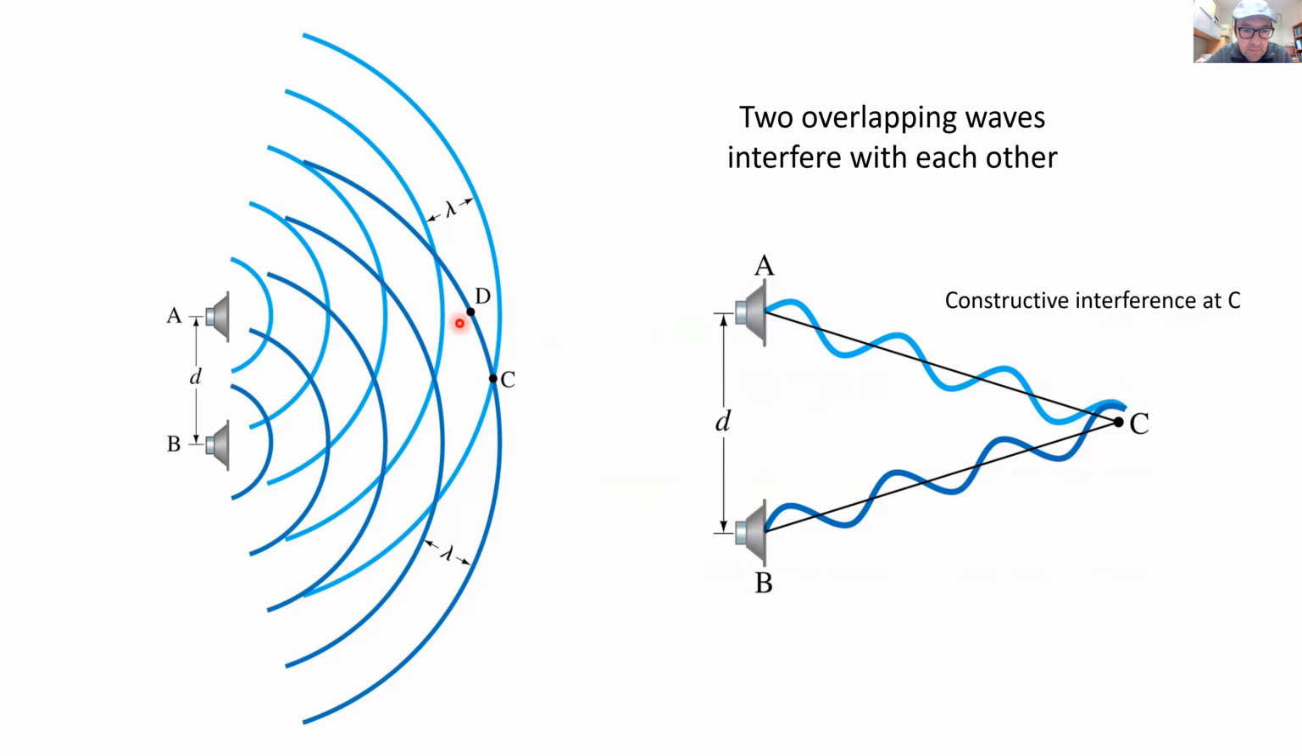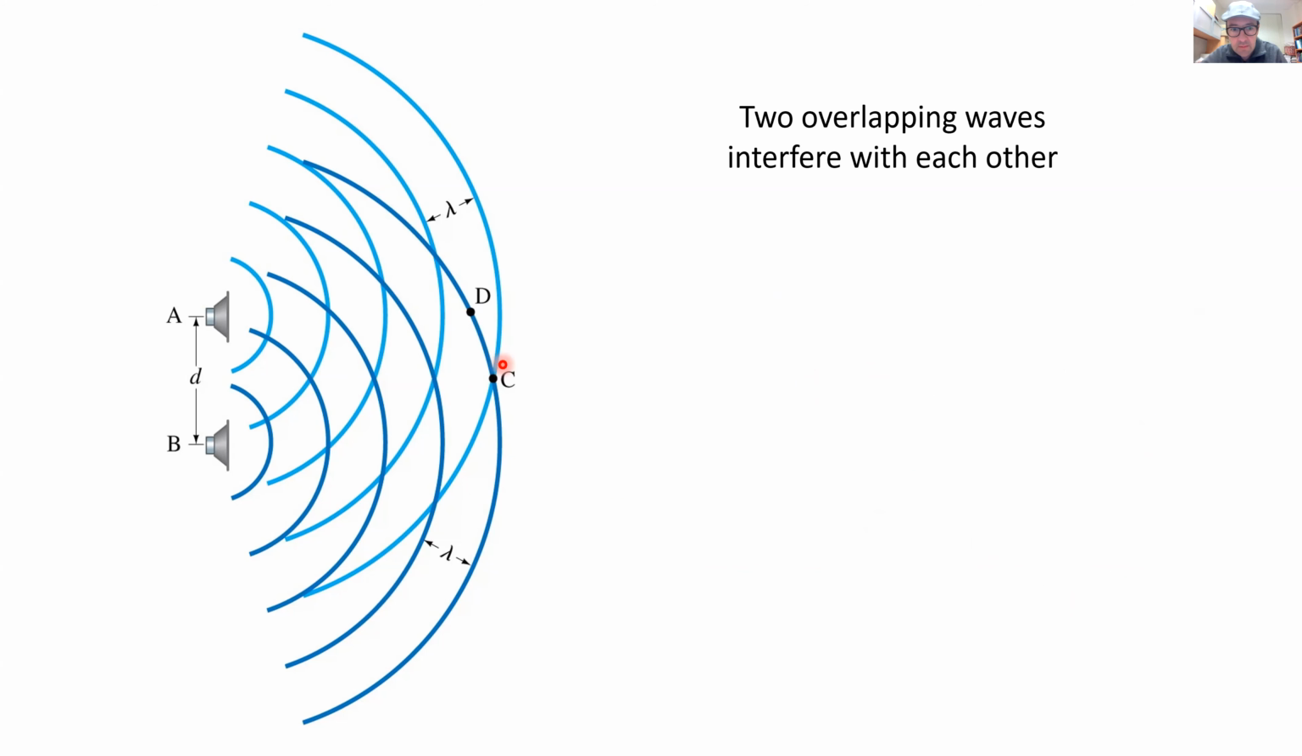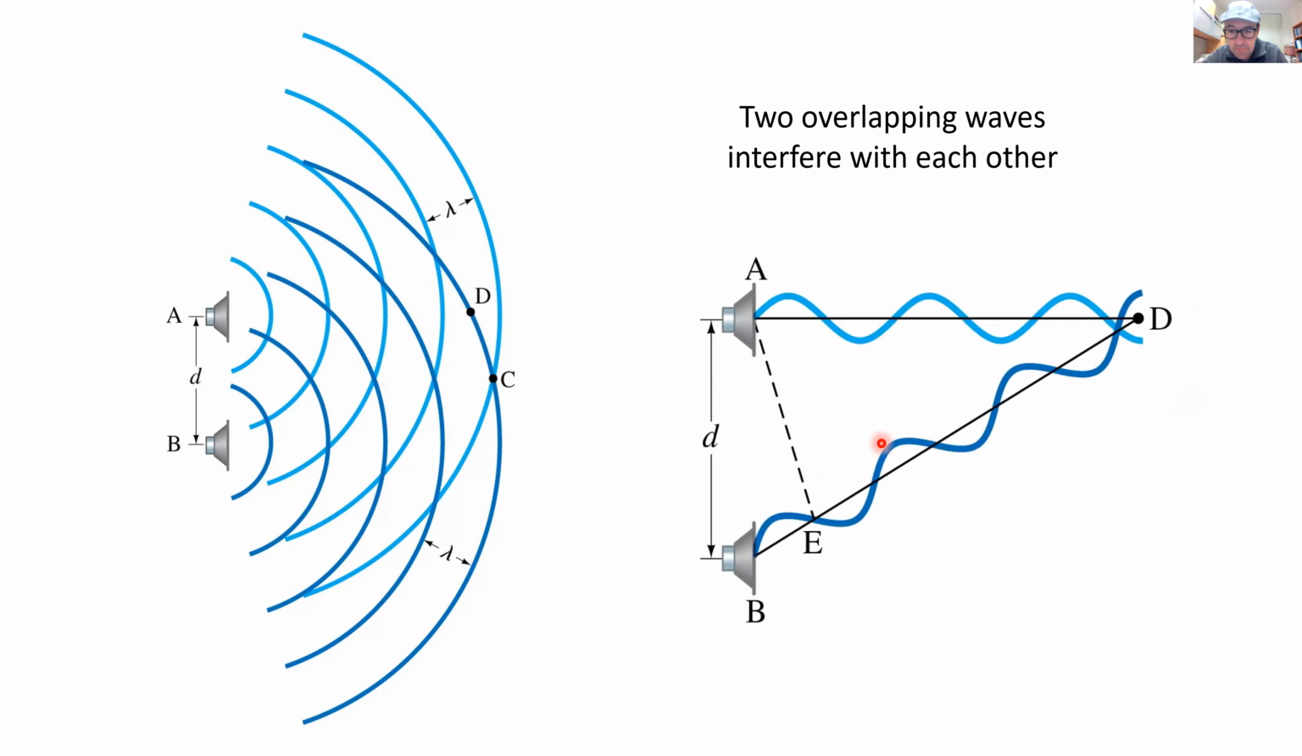Now let's consider D. What happens at point D? So D is shifted up a little bit. You can see that D is straight in front of A, but it's at an angle relative to B. And so the wave goes like this, and when it arrives at D, it's at a minimum, whereas this wave, when it goes this path and arrives at D, it's at a maximum. So at point D, we have destructive interference. That's because the waves travel different distances.